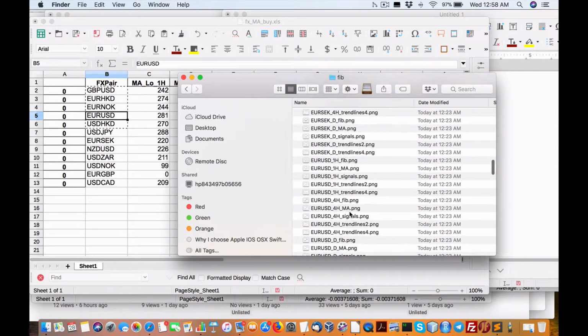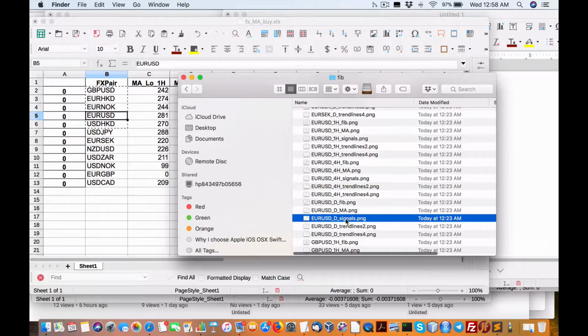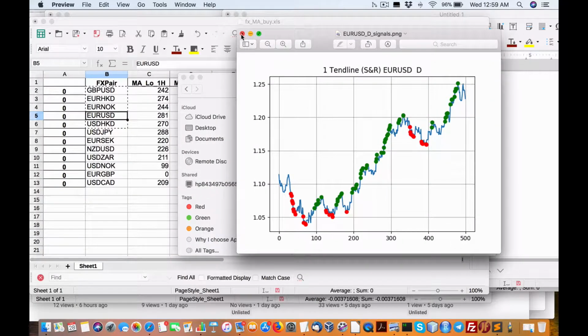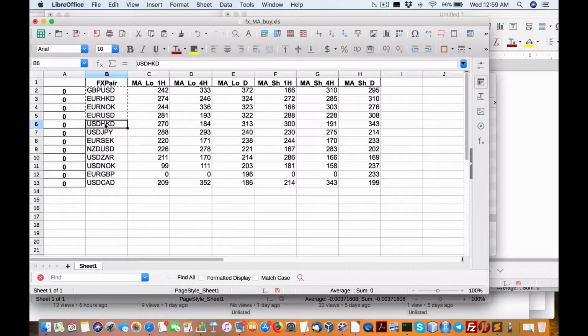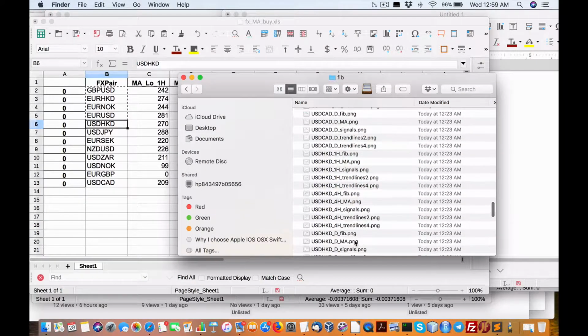Euro USD. Okay. Again, I would say the same. It's quite a bit. So this seems to, and then we'll do the USD Hong Kong.